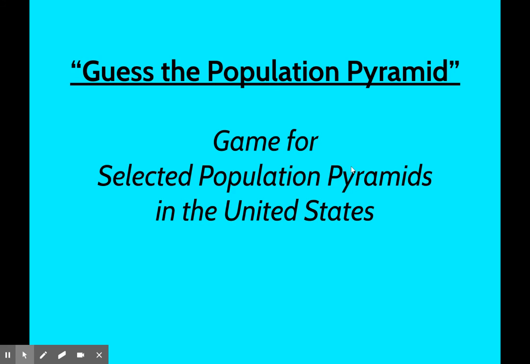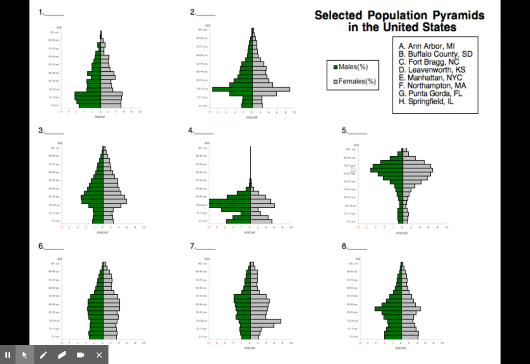So here's a game to help you read population pyramids, knowing maybe what the town is made out of mostly, and taking guesses on which population pyramid that town would relate to. If you look at this map, it shows 6 or 8 different population pyramids. On the top right, you see the different cities that they relate to. So your goal is to try to guess which city belongs to which graph.